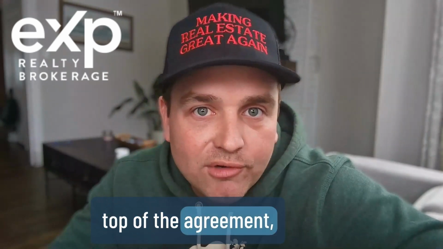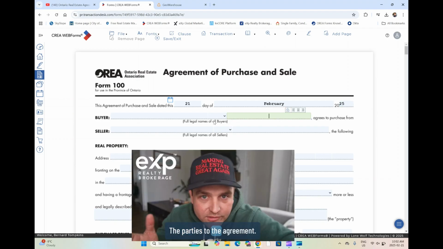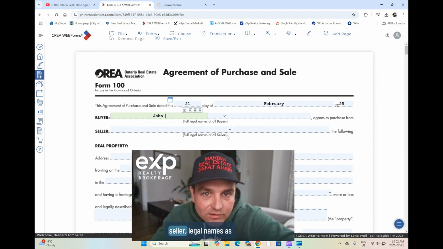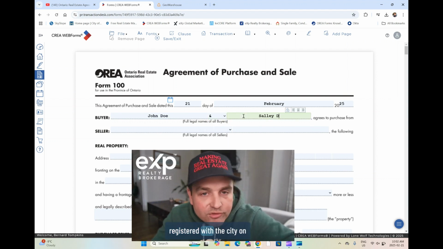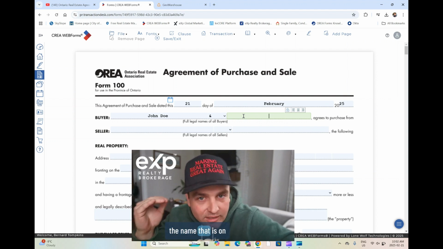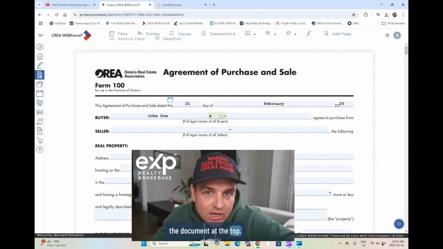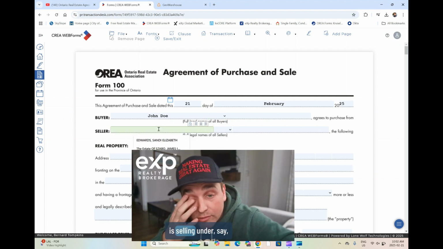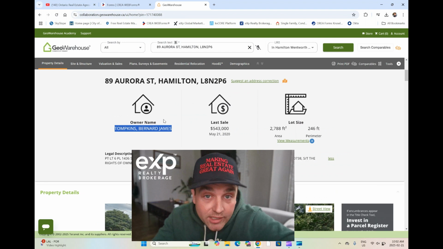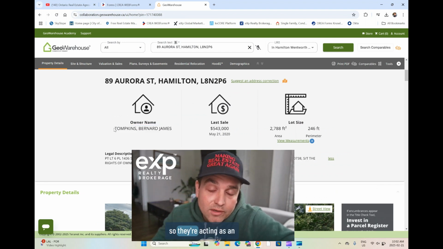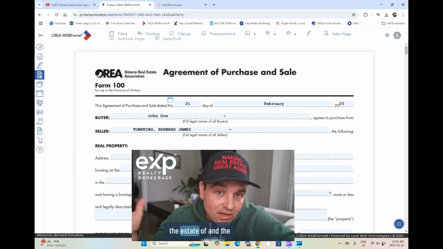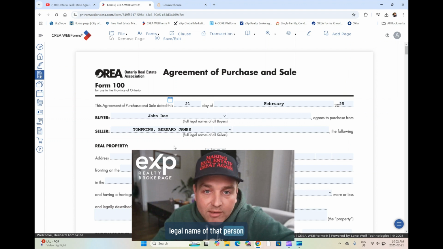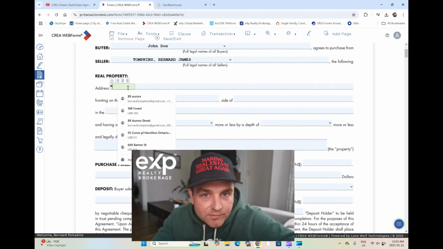So starting at the top of the agreement, what do we have? The parties to the agreement. So the buyer and the seller, legal names as shown on their identification. So what's on their license, what's on their passport, what's registered with the city on title, that needs to be the name that is on the document at the top. So even if the seller is selling under, say, probate, so they're acting as an executor, it would say sale, the estate of, and the legal name of that person that still owned the property.